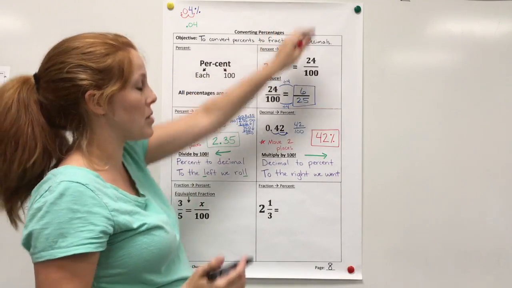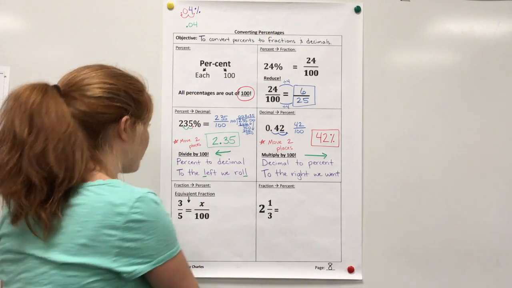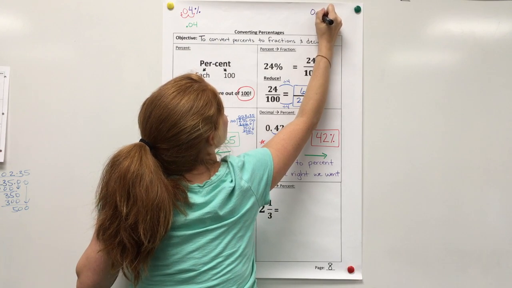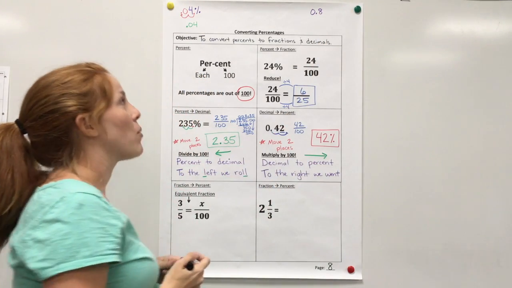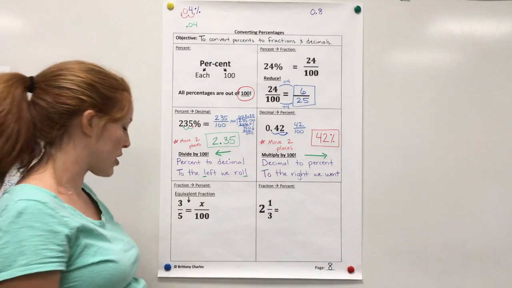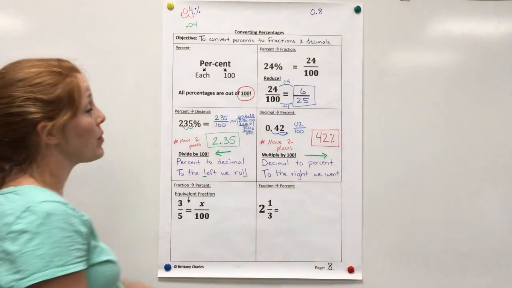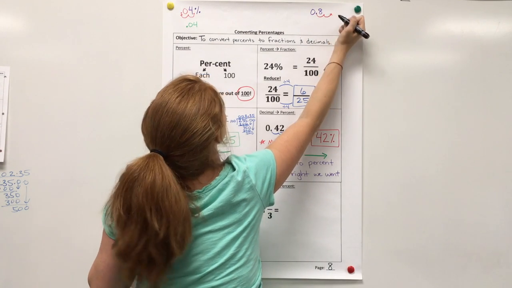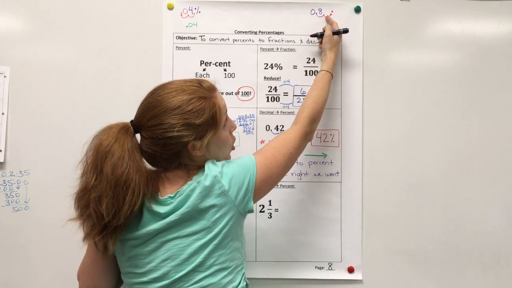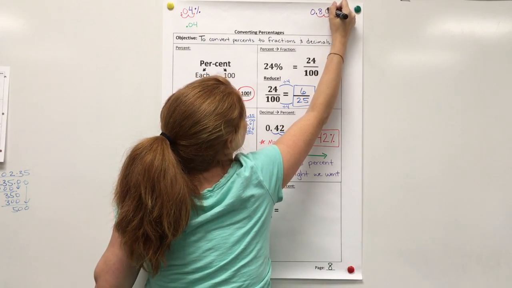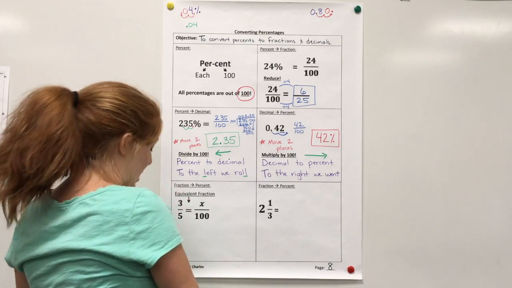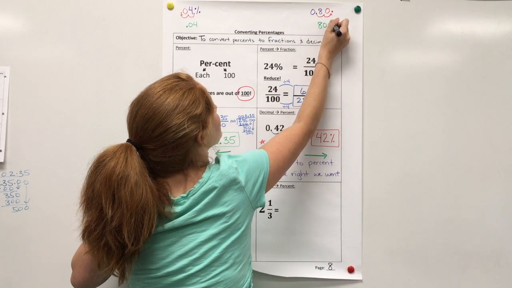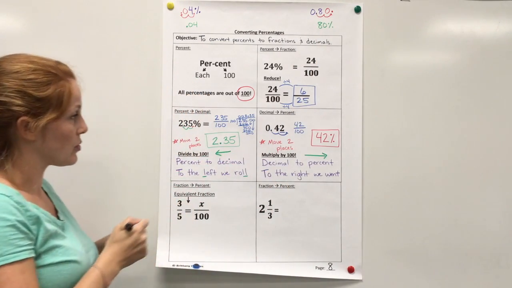Again, I'll show you another example up here so you can put this into practice. Let's say I had 0.8, okay? I want to change that to a percentage, so I'm going to use this trick: decimal to percent, to the right we went. I have to go twice, 1, 2. My new decimal goes here. Well, again, if I have a hole, I have to fill it with a zero. So that means that 0.8, or 8 tenths, would be 80% as a percentage. Okay?